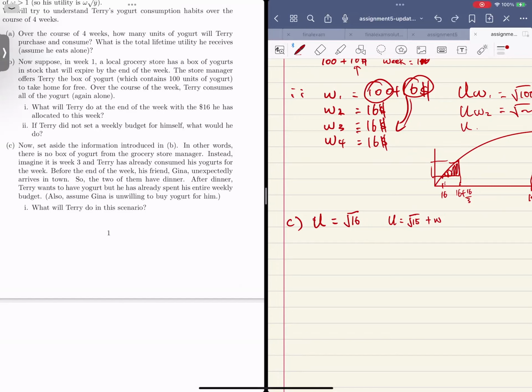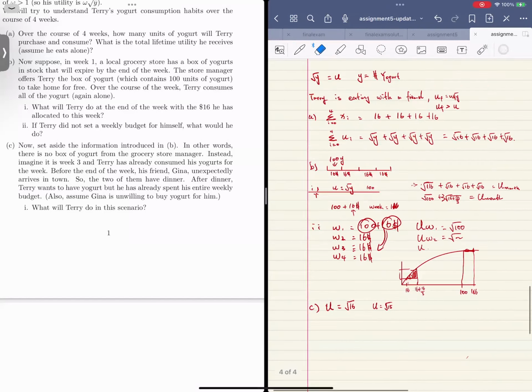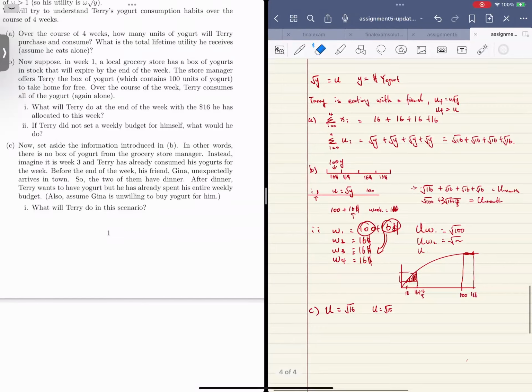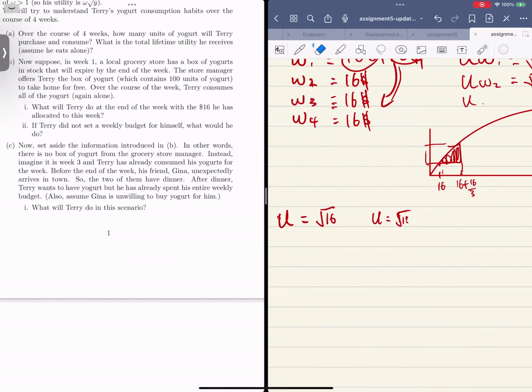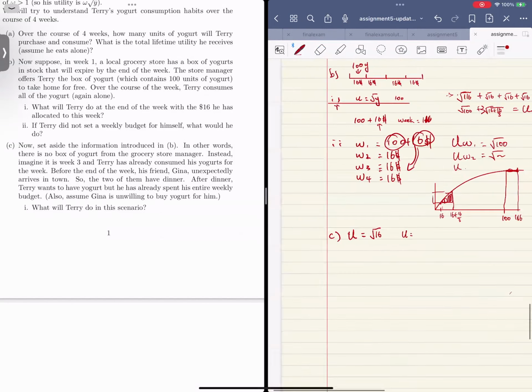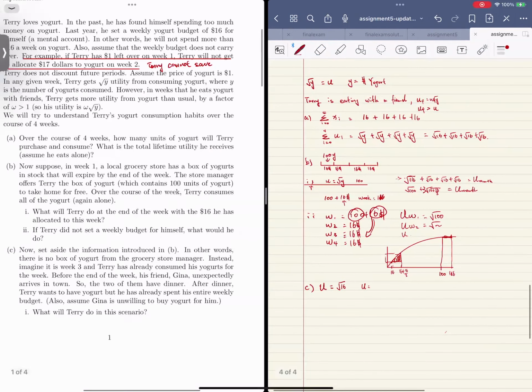So this is somehow you save, that will be plus the square root of 1. No. What am I doing? This is a unit. Your utility is the square root of all the units consumed in 1 week. So this should be plus. What am I doing? Let me see. Let me read the question again.